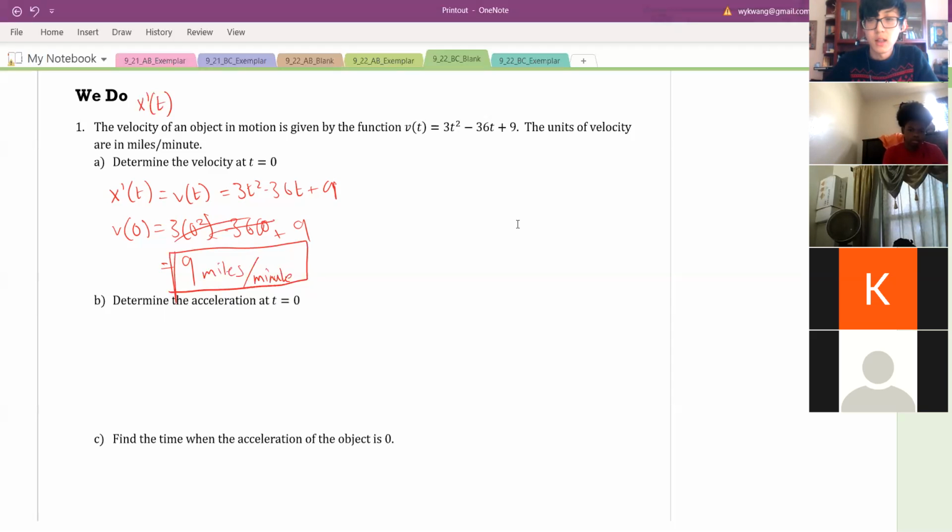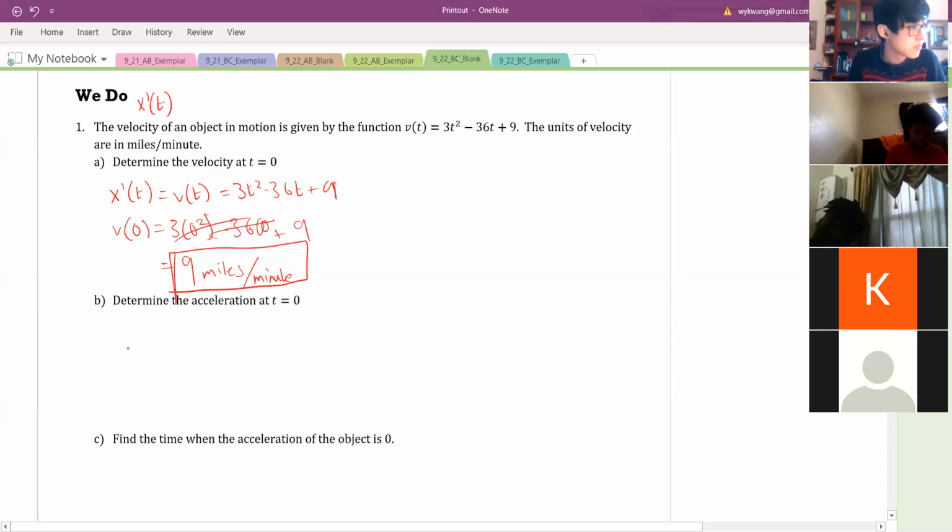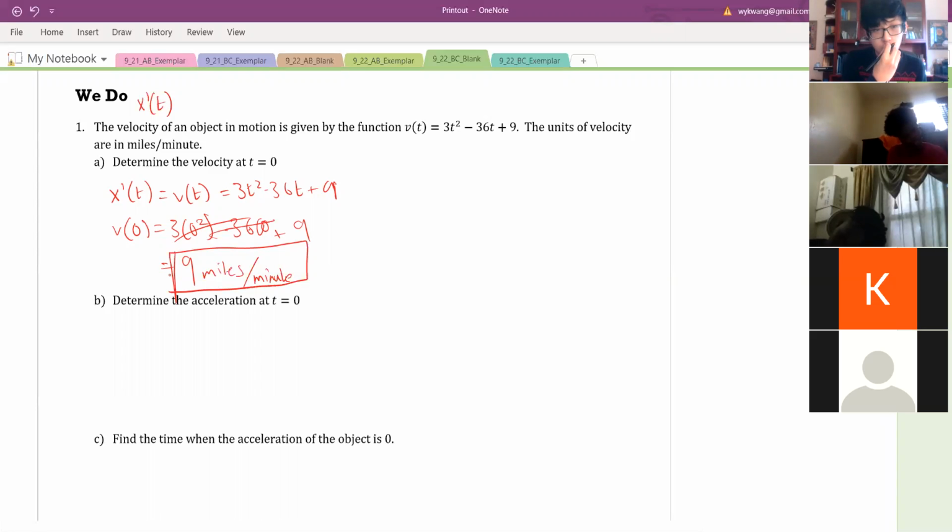Hi. Okay, so I found the derivative of the first function they gave us, and I got 6t minus 36. Gotcha. And why did you find the derivative of the first function? Because we know that velocity is supposed to be the derivative of the position function, and they already gave us that. And then acceleration is the derivative of the velocity.